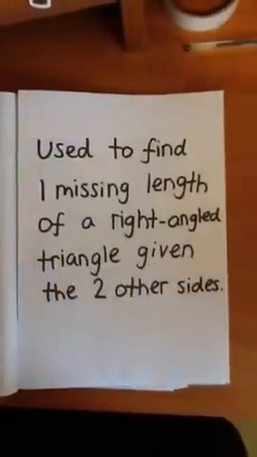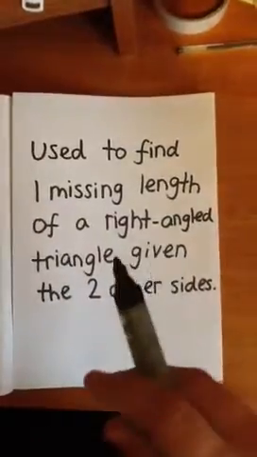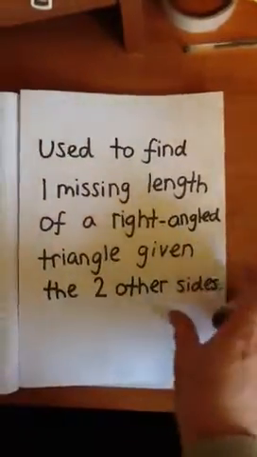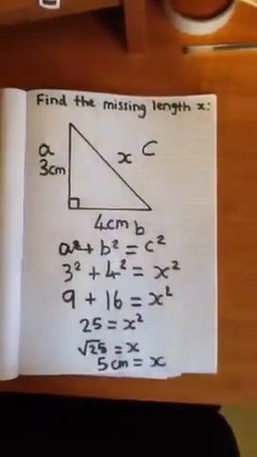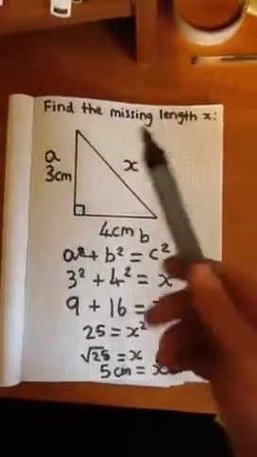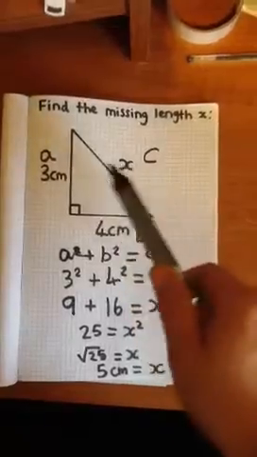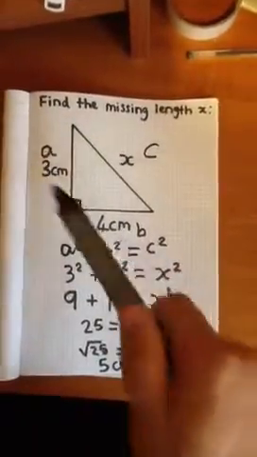In this video we're going to look at Pythagoras' theorem. Pythagoras' theorem is used to find one missing length of a right angled triangle given the two other sides. Now in the previous video for this we found the missing length of a right angled triangle that was the longest side. So we had x as our longest side opposite the right angle. That was the one we're trying to find, and we've got our two shorter sides.